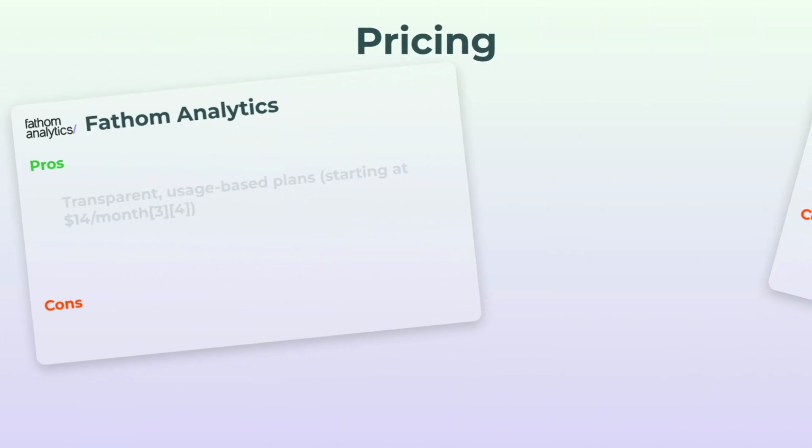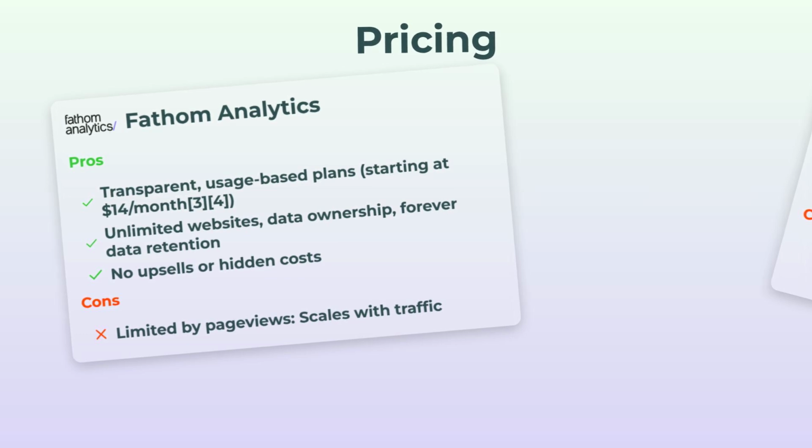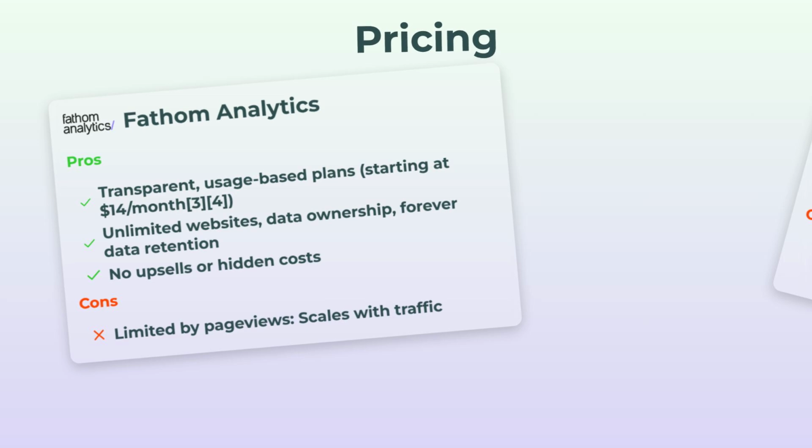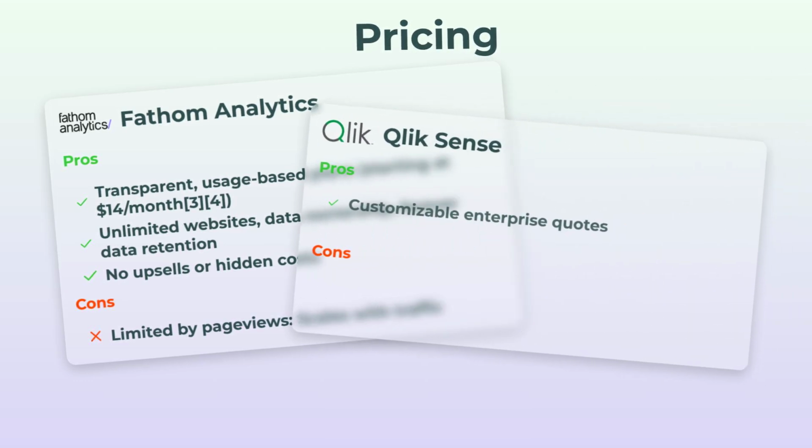First up, pricing. So Fathom is honestly refreshingly straightforward. It starts at just $14 a month, and you get unlimited websites, you own your data, and your data sticks with you, like forever. There's no sneaky upsells, and you always know what you're paying for. But fair warning, pricing does scale with your traffic. So if your site really blows up, expect your costs to follow.